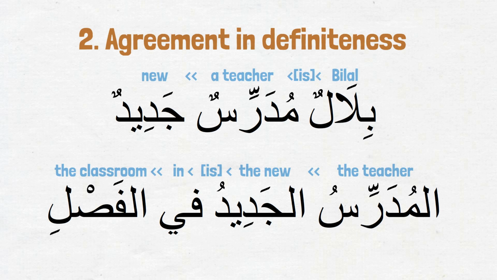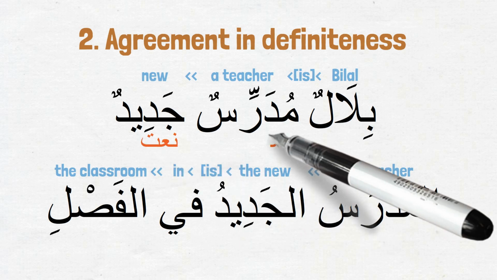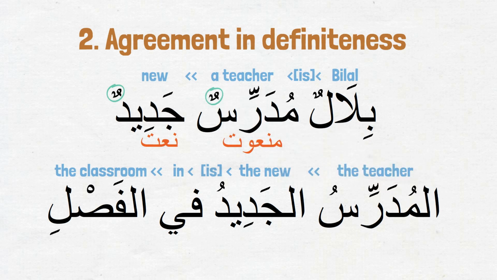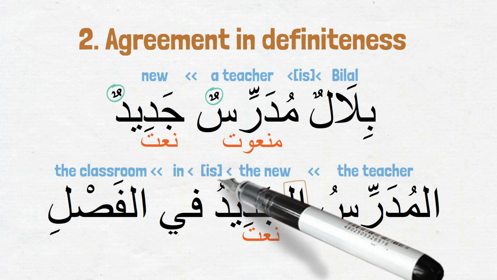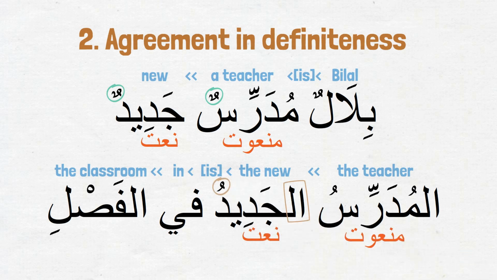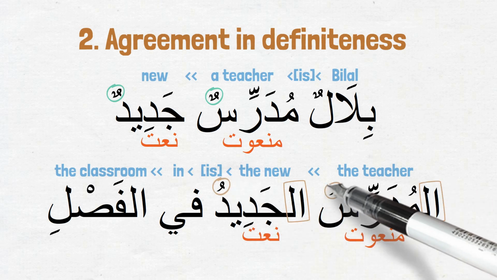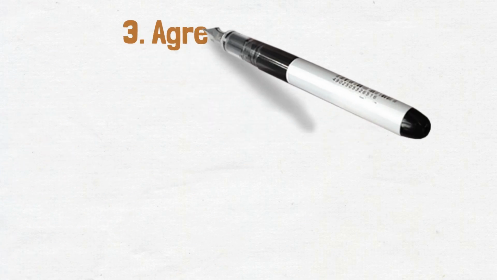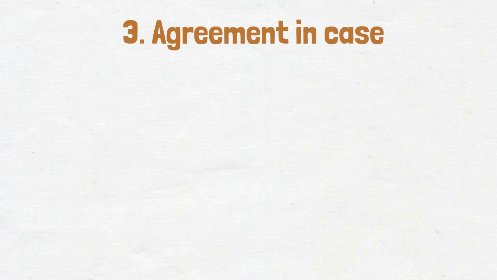In the first sentence, jadidun is na'at and mudarrisun is man'ut. And both are nakira. And in the second sentence, al-jadidu is na'at and it is ma'rifah. That is because the man'ut al-mudarrisu is ma'rifah. The third aspect that the na'at and man'ut agree is the case.